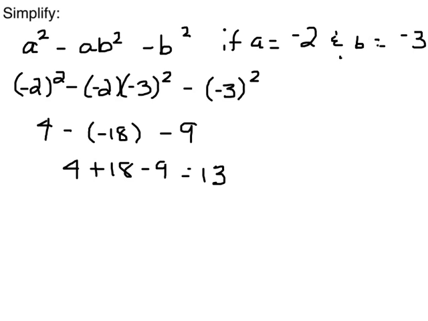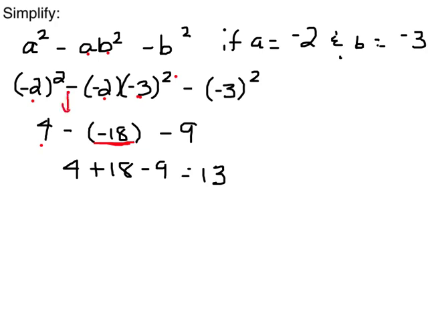Okay, this example said to simplify a squared minus a b squared minus b squared. And a is equal to negative 2 and b is equal to negative 3. So again, we've got to be very careful with our parentheses. So a squared is negative 2 squared, so we're going to put the negative 2 in parentheses, which means negative 2 times negative 2, which is positive 4. Here we have minus a, which is negative 2, and b, which is negative 3, and that negative 3 is going to be squared. Negative 3 times negative 3 is positive 9. Positive 9 times negative 2 is negative 18.